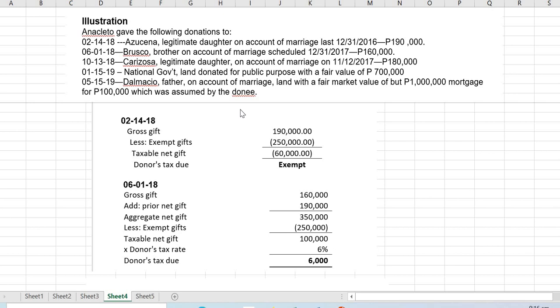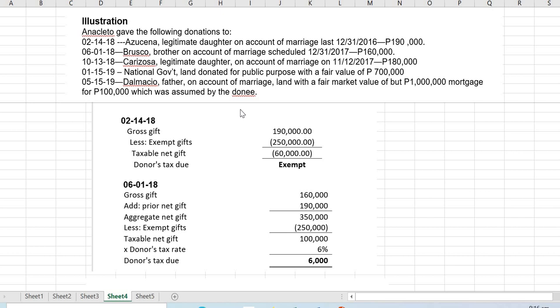November 12, 2017, 180,000. January 15, 2019, national government land donated for public purpose with a fair market value of 700,000. And then May 15, 2019, Dalmasio, father, on account of marriage, land with a fair market value of 1 million, mortgage of 100,000, which was assumed by the donee.